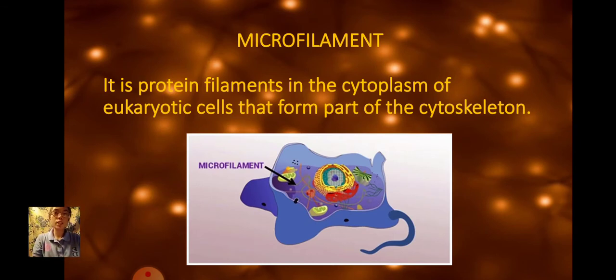Microfilament. These are protein filaments in the cytoplasm of eukaryotic cells that form part of the cytoskeleton. Microfilaments assist with cell movement and are made of a protein called actin. Actin works with another protein called myosin to produce muscle movements, cell division, and cytoplasmic streaming. Microfilaments keep organelles in place within the cell.